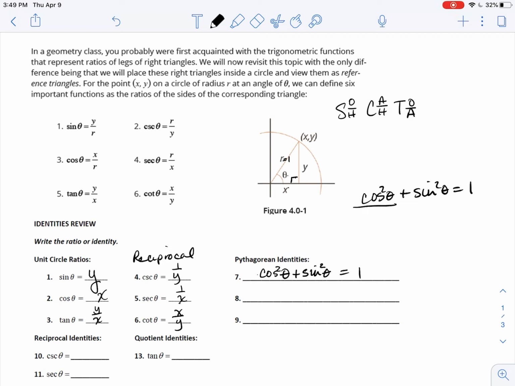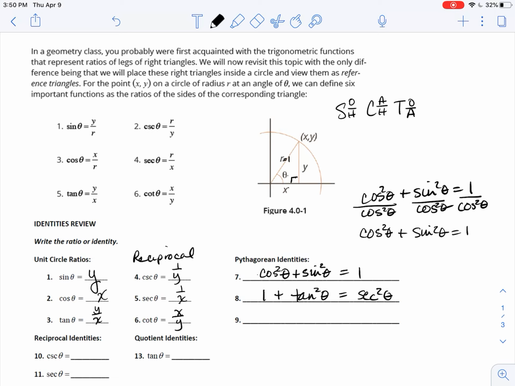To find other Pythagorean identities, we can divide the terms all by cosine and then by sine. So this is going to give you 1 plus sine over cosine, or y over x, is tangent squared theta, and 1 over cosine, well, that is the reciprocal of cosine, or secant squared theta.